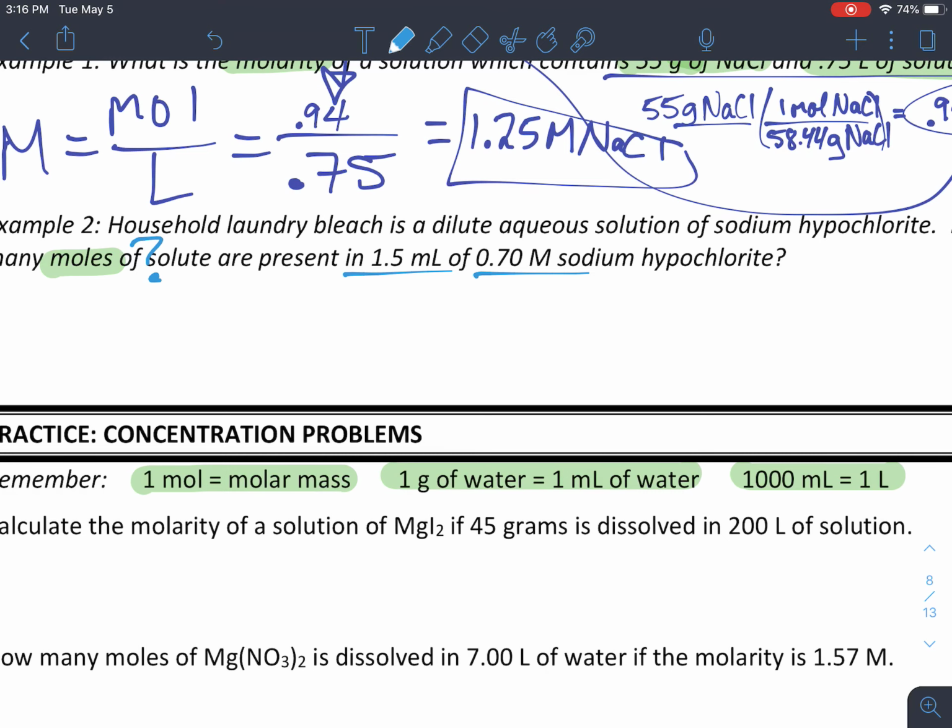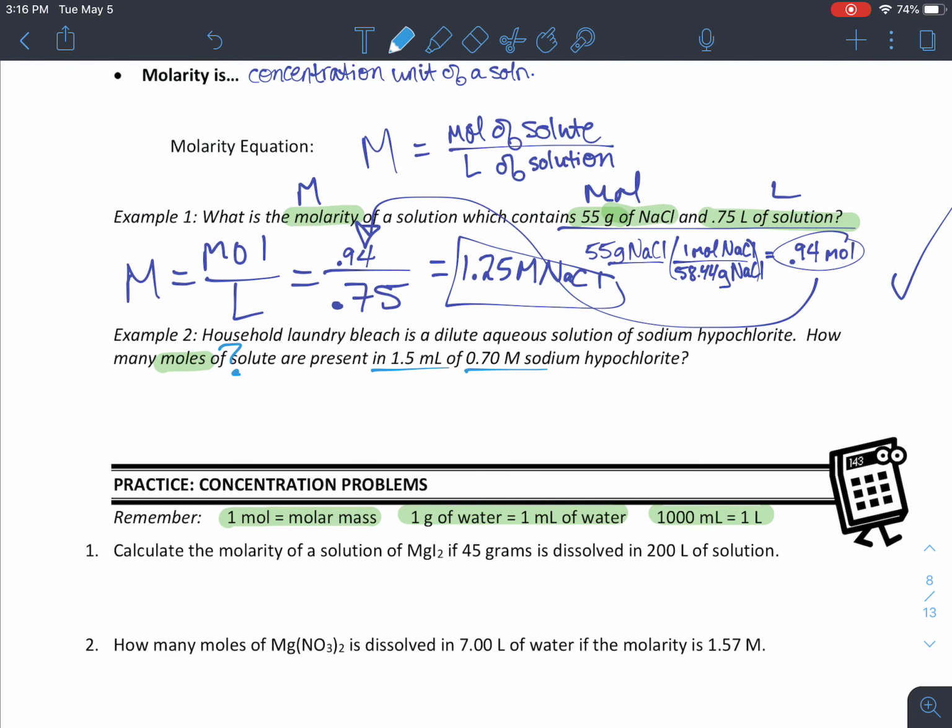For this one, honestly, I'm not as concerned that you have the correct compound since I'm asking you for the number of moles. So you don't have to really worry about the type of substance that this is. It's okay. Don't stress about it.